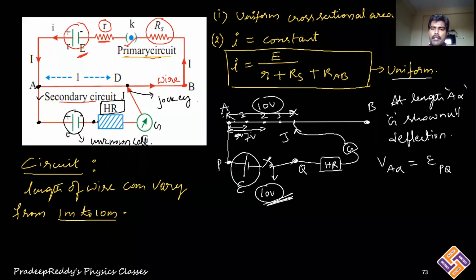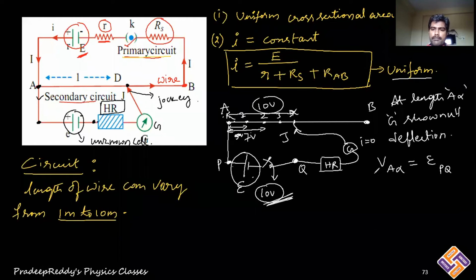Potential in the upper part and the bottom part is the same. As a result, galvanometer deflection is 0. It means no current flows from the secondary circuit to the primary circuit, or from the primary circuit to the secondary circuit. That is the basic principle involved in constructing a potentiometer.